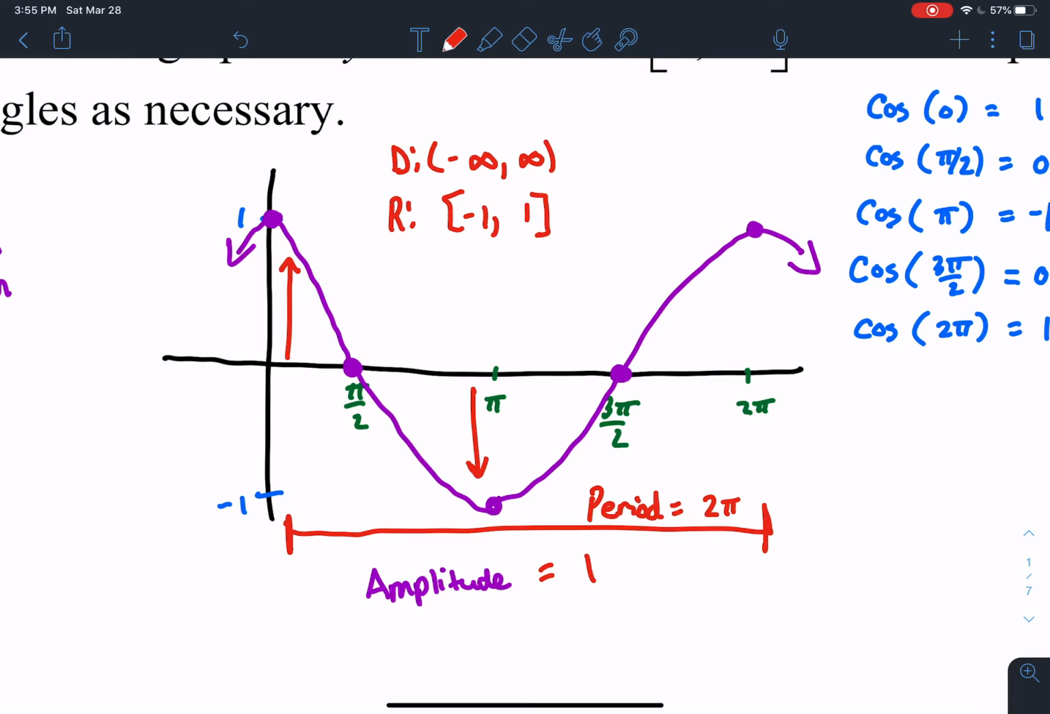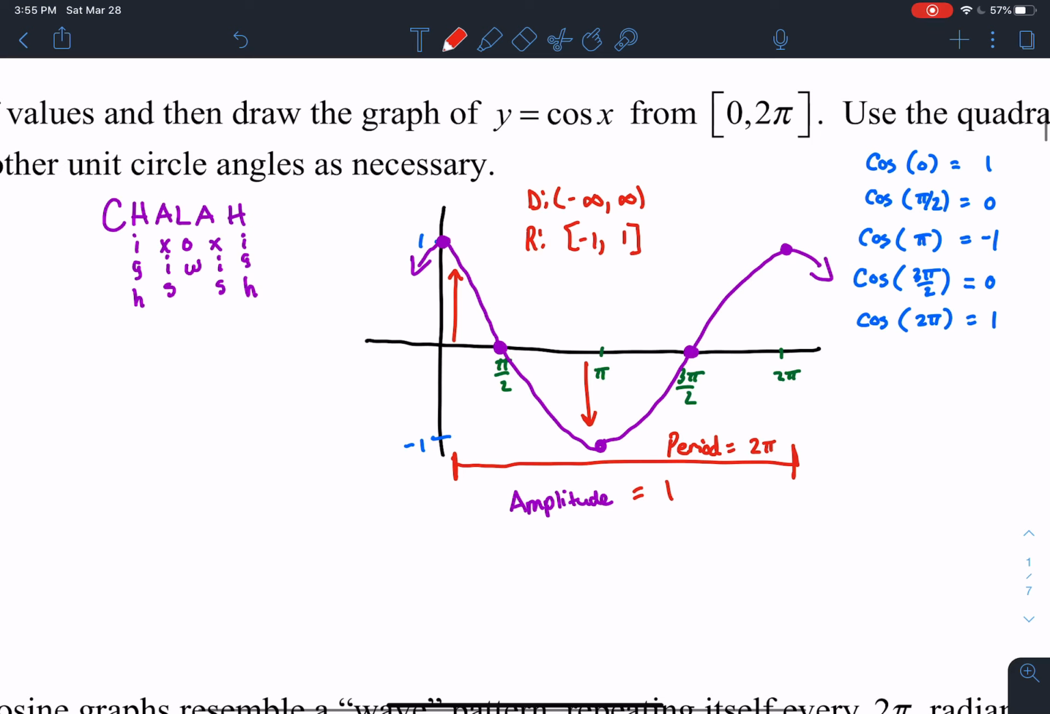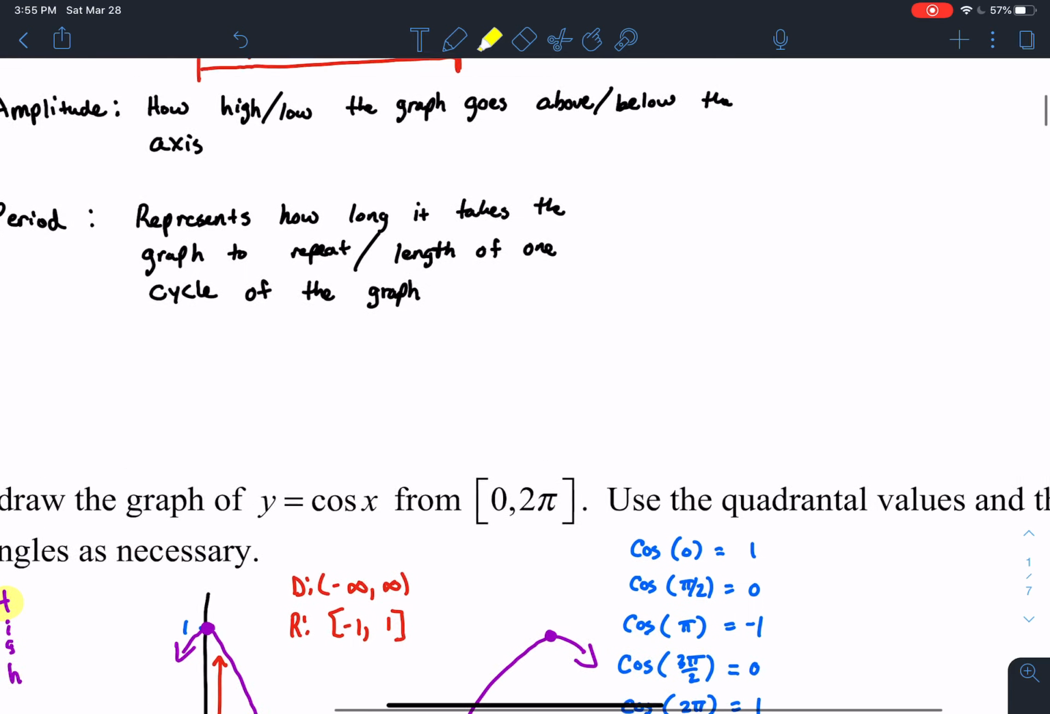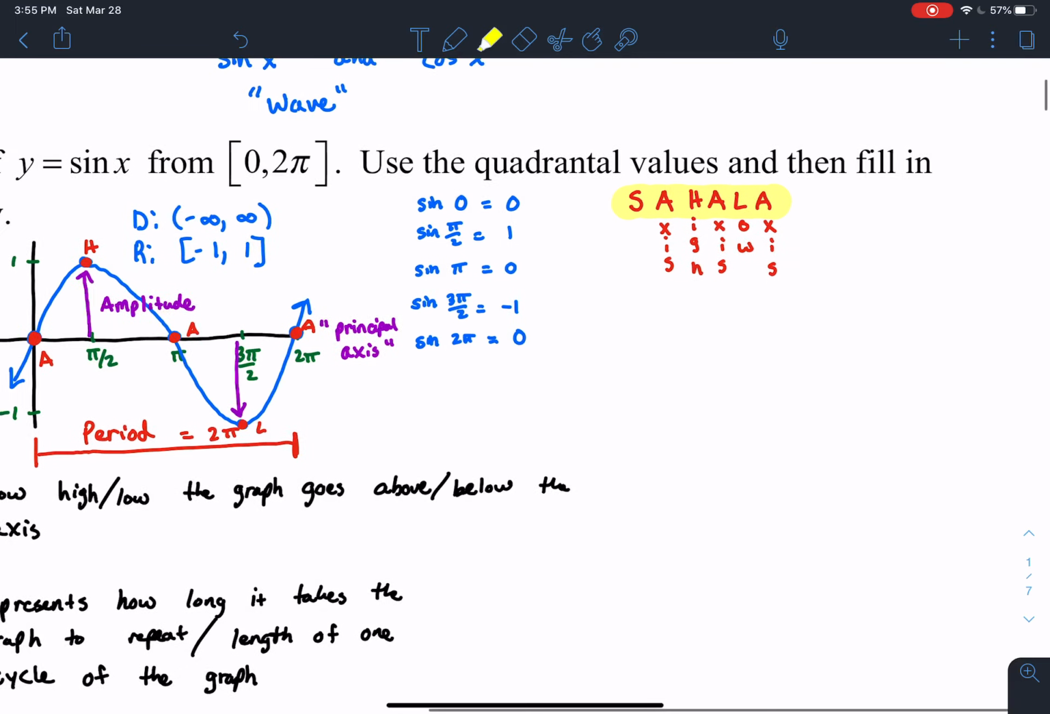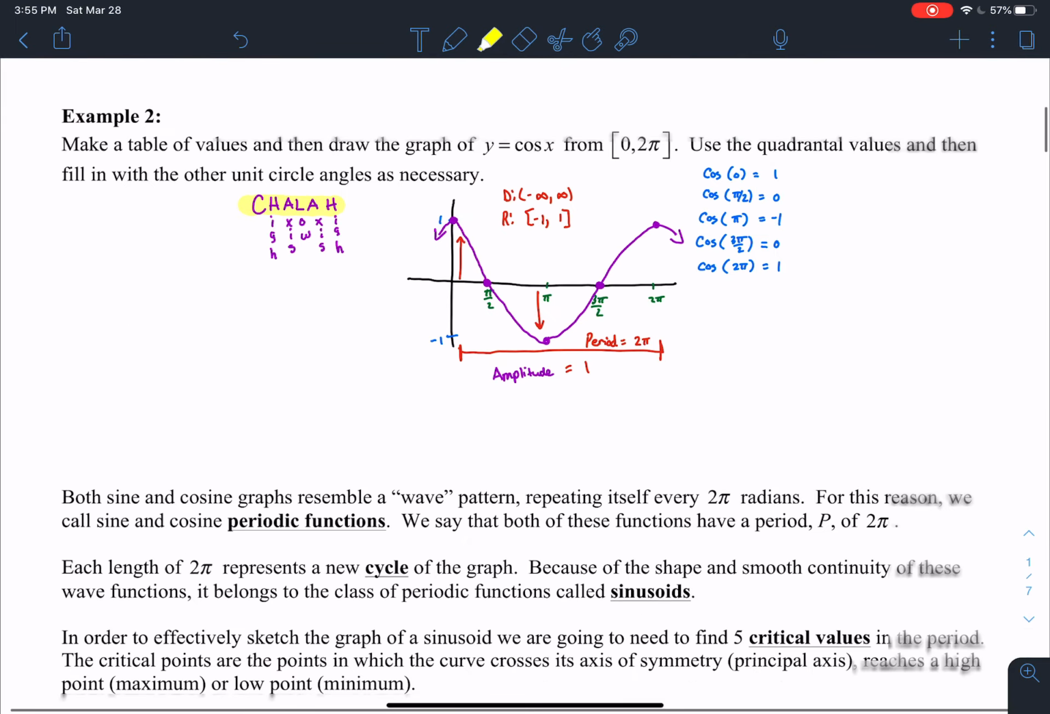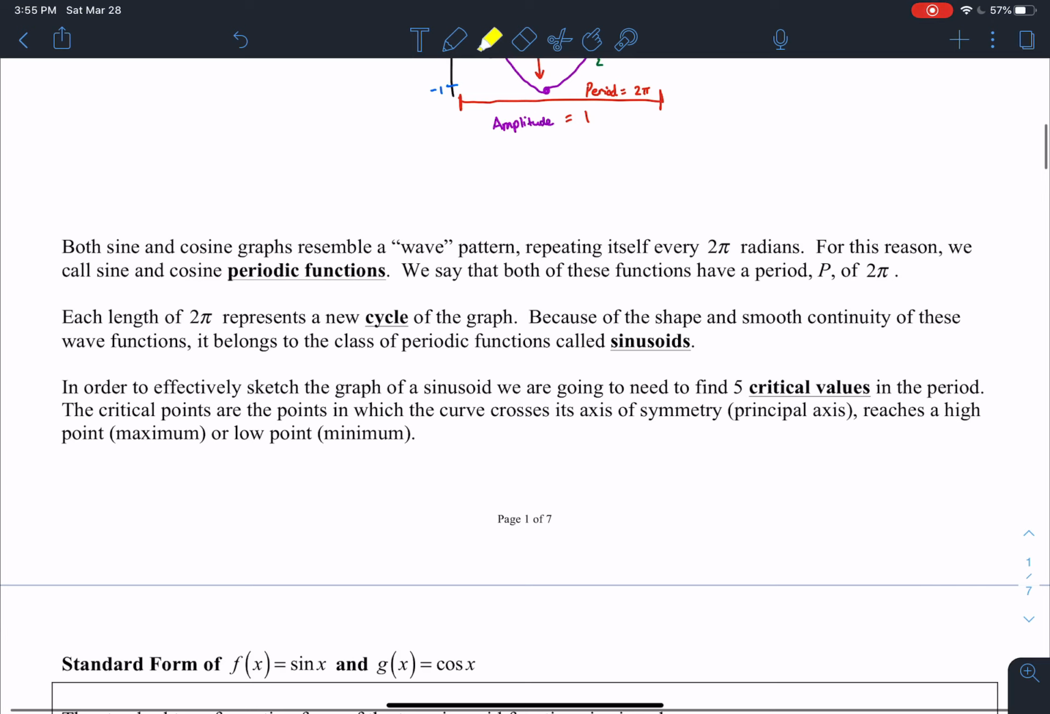Okay, so as you work through this, remember your acronyms. I know they might sound a little silly, but I think it helps you out a lot. So you have SAHALA for sine, and CHALA for cosine. All right, so like I have here at the bottom of the page, you have a wave pattern every 2 pi radians. They're called periodic functions. That's why we had to figure out the period. They keep repeating themselves over a length of 2 pi.